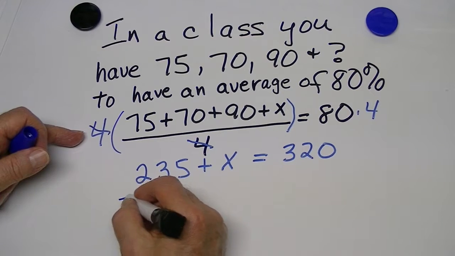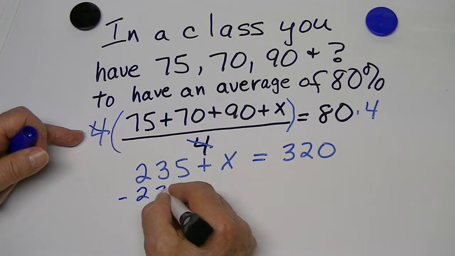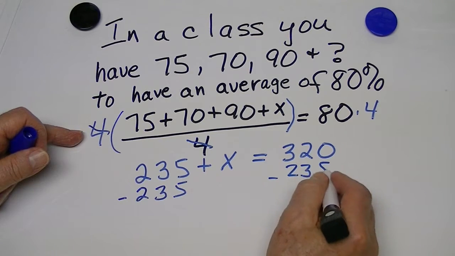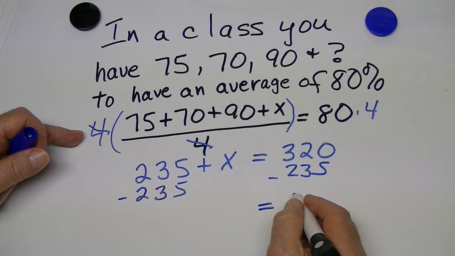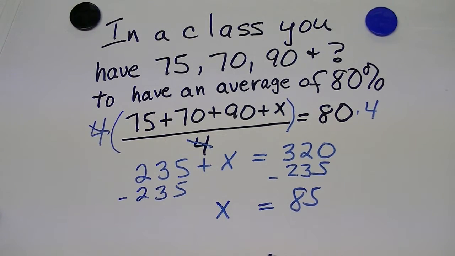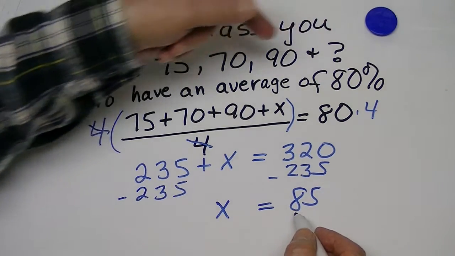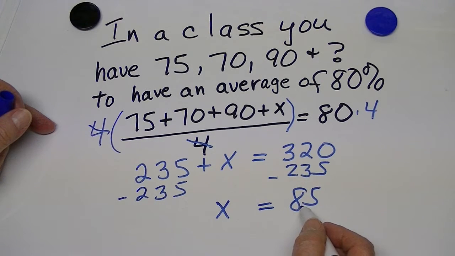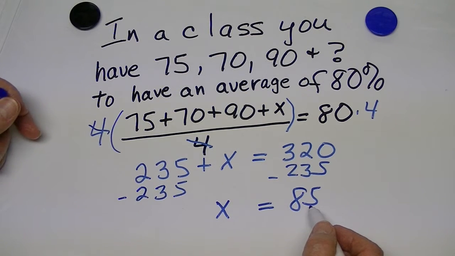Well, you subtract 235 from both sides, and that gives you 85 on this side. X equals 85. So what you would need on that fourth test here to end up with an 80% average is an 85. And that would be reasonable.